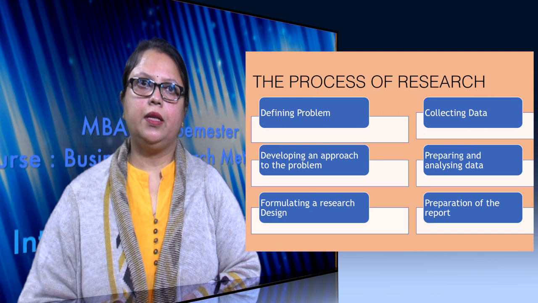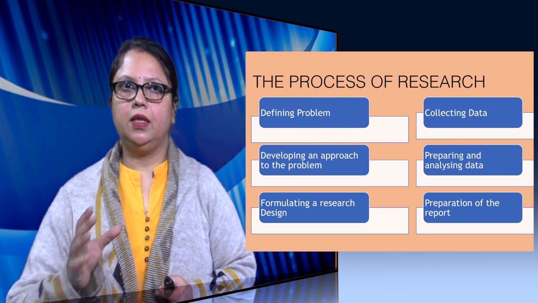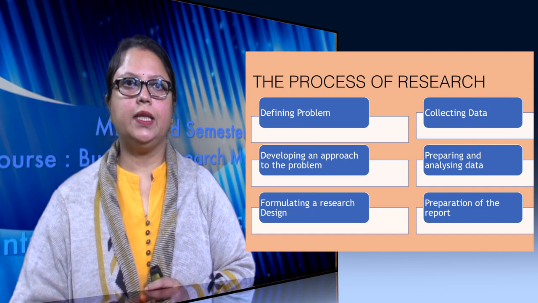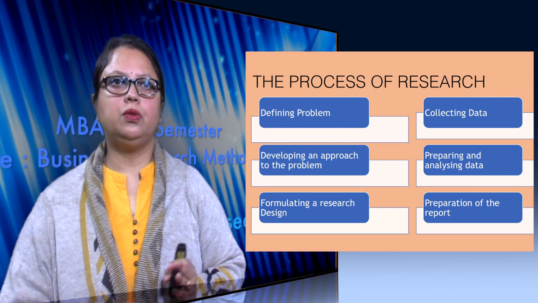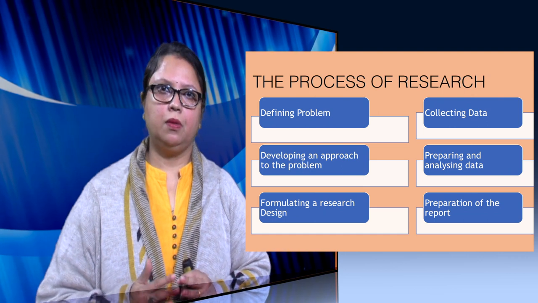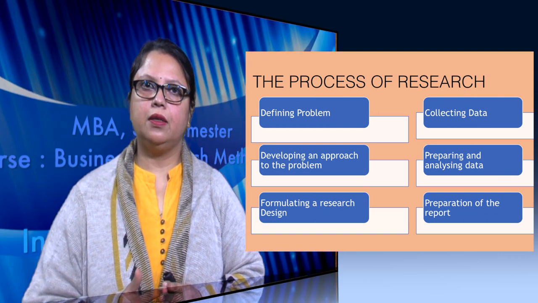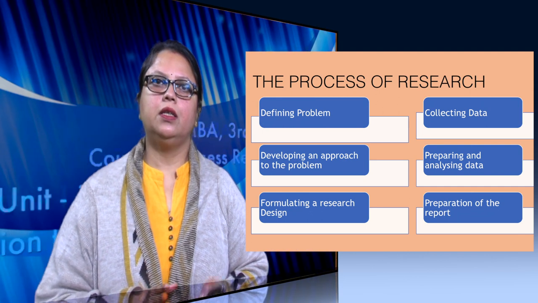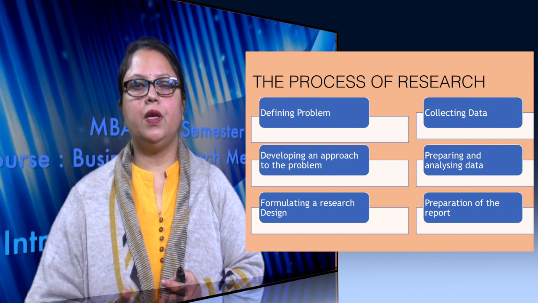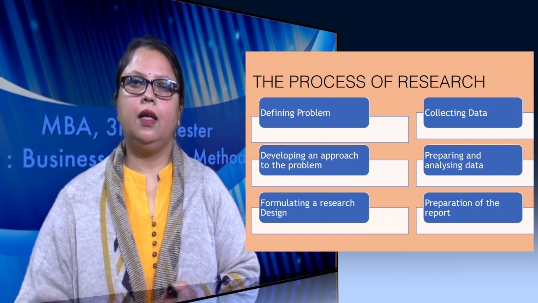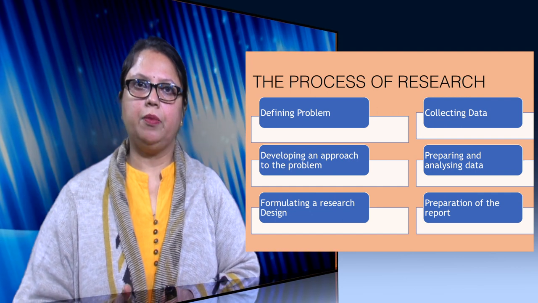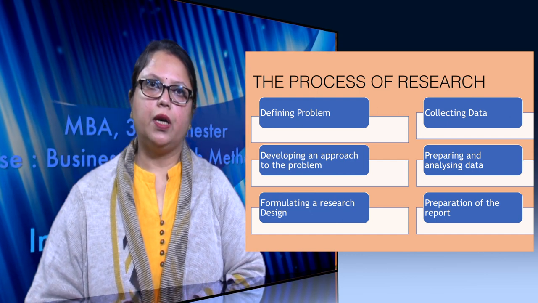So let me explain these steps in a gist. First, we will define the research problem. Then we will develop an approach to the problem. After that, we will formulate a research design. Then once everything is specific, we will go to the field for data collection. Once data is collected, we will check for the reliability and validity of the data, and based on that, we will analyze the data. And once data analysis is completed, we will prepare a report for our study.